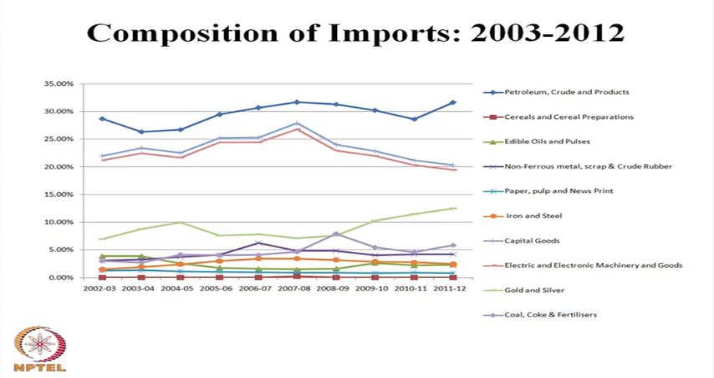So the composition in the last 10 years has changed significantly. Petroleum import has increased significantly during 2003 to 2012, and it is now more than 30% at present. After that is capital goods import, but capital goods import declined in 2007-8 primarily because of economic recession. However, gold import has significantly increased after 2007-8, because the capital market was declining and gold became a domestic investment avenue. People purchased gold, and import of gold increased significantly after 2007-8.